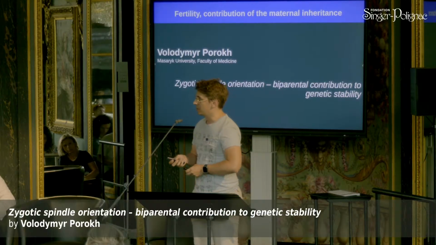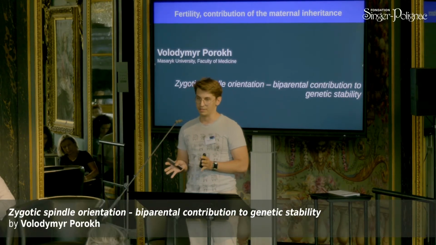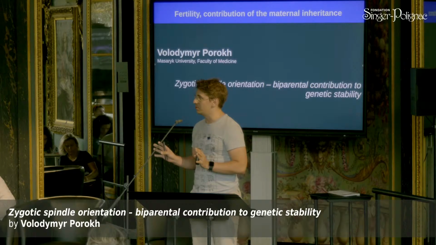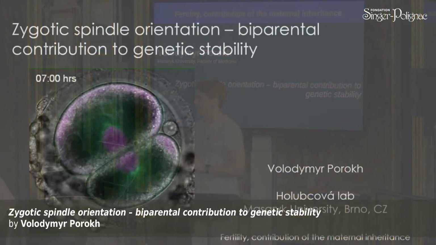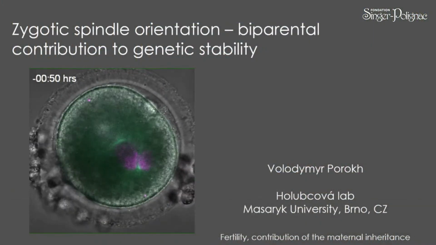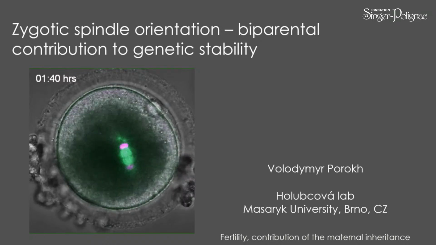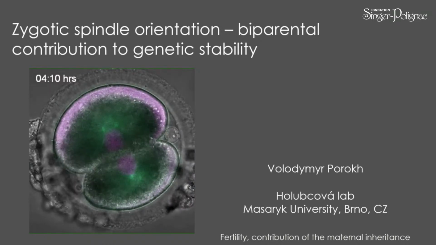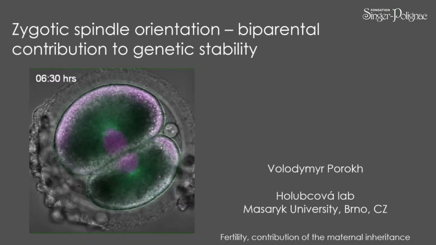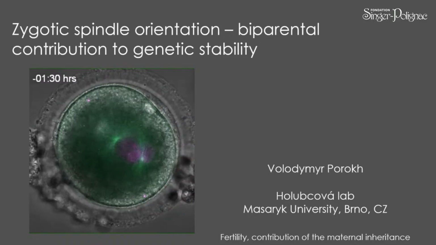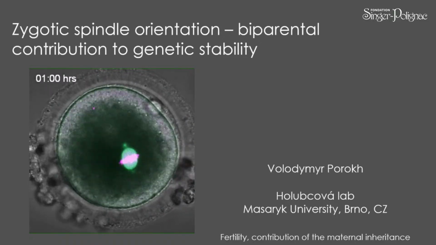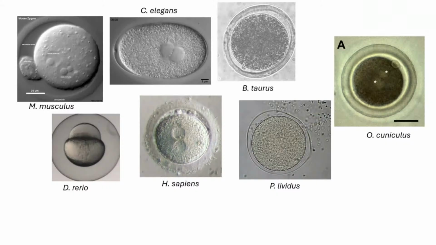So, we all start our lives as a fertilized egg, which contains two separate parental genomes in separated structures that we call pronuclei, as Tommaso beautifully introduced. And in this talk, I will talk more about how the precision of this combination is achieved.